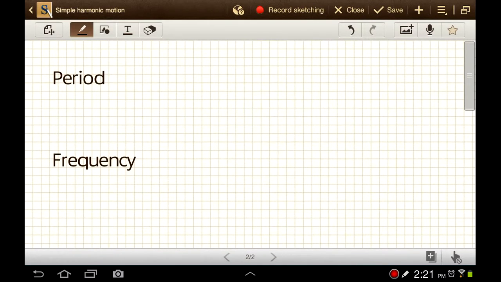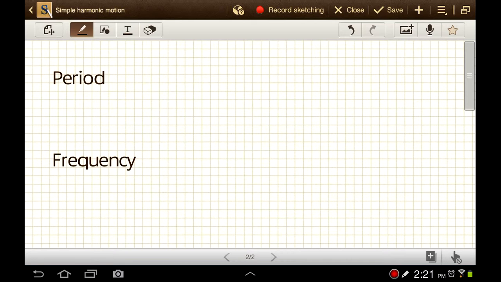Welcome back, everybody. We're still talking about simple harmonic motion. Now we're going to get into some measurements that we can make with simple harmonic motion. And the first two are period and frequency. So take just a minute before you watch the next part.